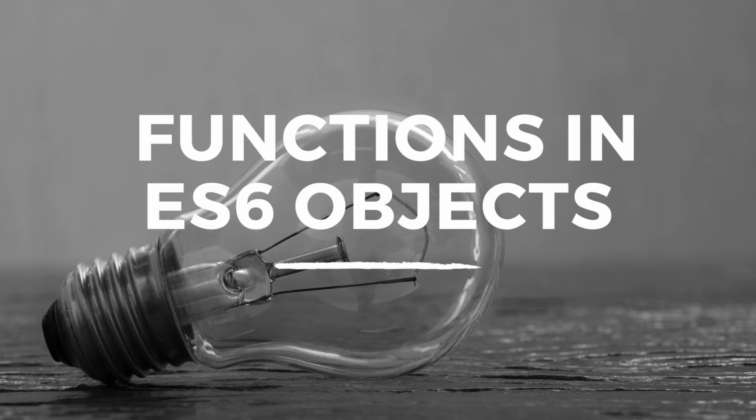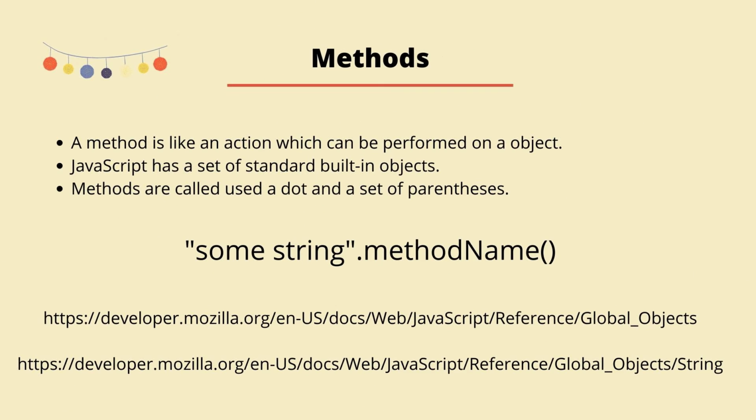Hi, so in this video we're going to look at using functions as objects in ES6 JavaScript. But first, let's take a step back and look at some of the basics. We can add functions to our objects, and when we do this we call them methods. So let's start by clarifying what a method is.